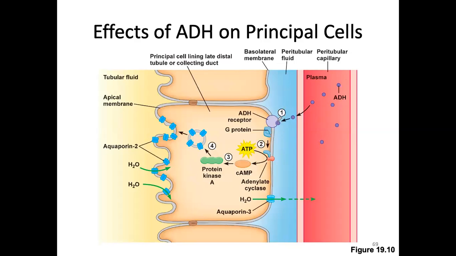And then it's going to turn on a G protein mechanism, which is going to activate cyclic AMP, protein kinase A, and cause you to merge this vesicle full of aquaporins, or exocytose this vesicle of aquaporins, into the plasma membrane. So you get more aquaporins on that apical membrane. More aquaporins, more water getting pulled into the cell and then into the bloodstream.